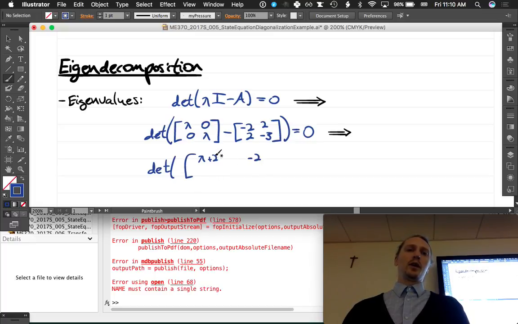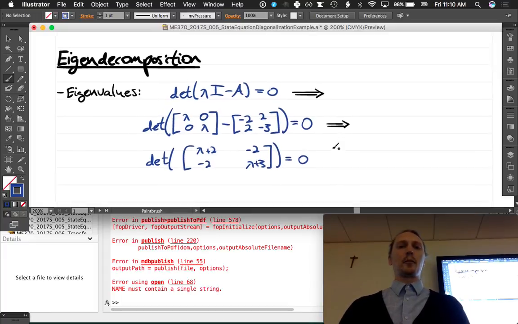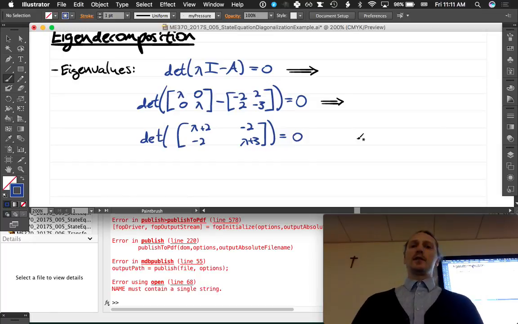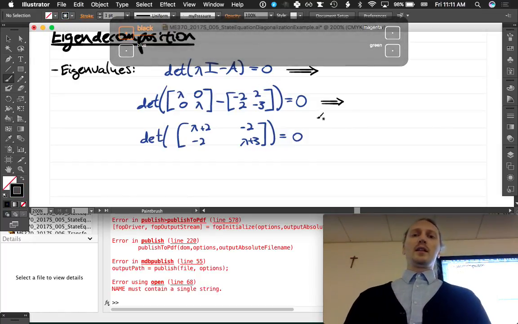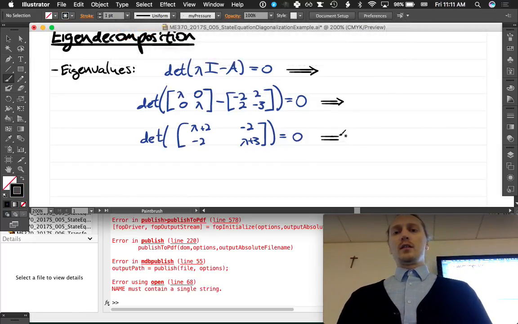The 2,1 element is 0 minus 2, which is negative 2. And the 2,2 element is lambda minus negative 3, or lambda plus 3, equals 0. Okay, so what is this determinant?